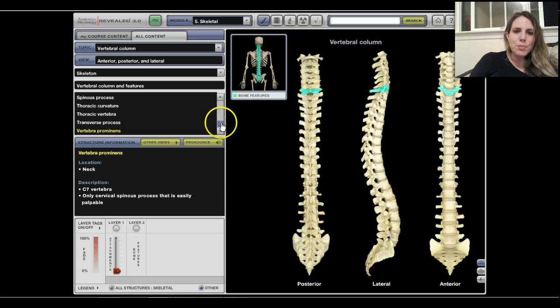All right, are we ready to break this down? Let me just make sure I didn't miss anything I could show you right now. I think that's good for now. Let's go ahead and look at these individual bones.